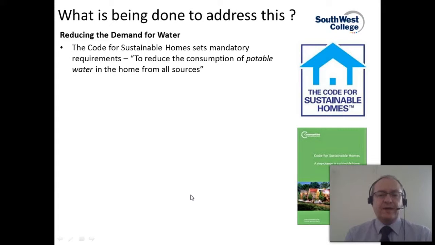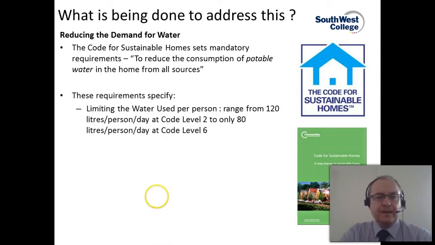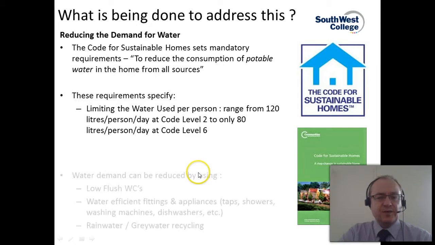One of the drivers for rainwater harvesting is laid out in the Code for Sustainable Homes, which sets mandatory requirements to reduce the consumption of potable water in the home from all sources. These requirements specify limiting the water use per person from what would currently be the standard at 120 litres per person per day at code level 2 to only 80 litres of water per person at code level 6. So once you get up to passive house standards, code level 6 on the Code for Sustainable Homes, it's defined that the amount of water per person needs to be reduced to 80 litres per day.